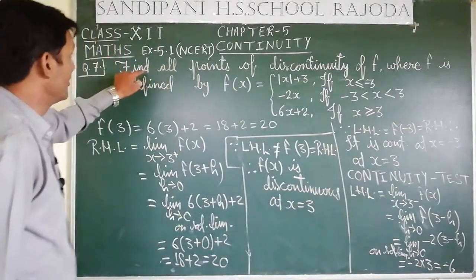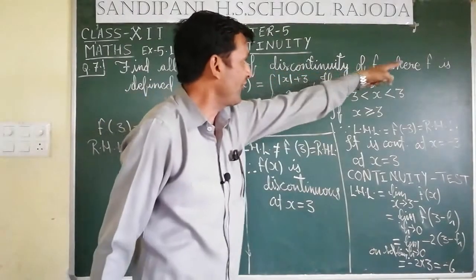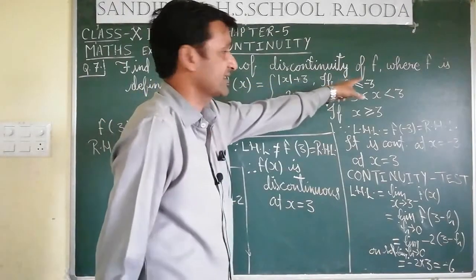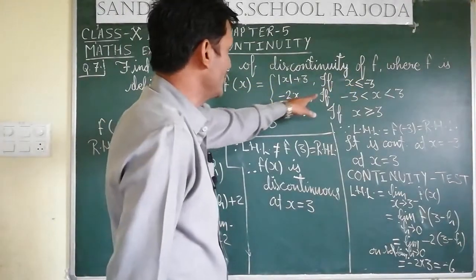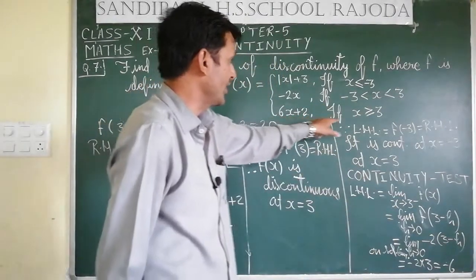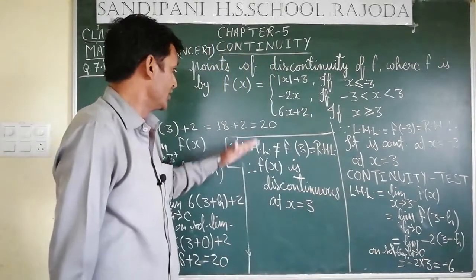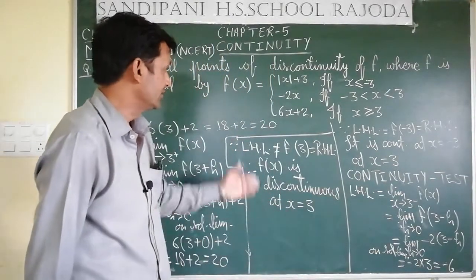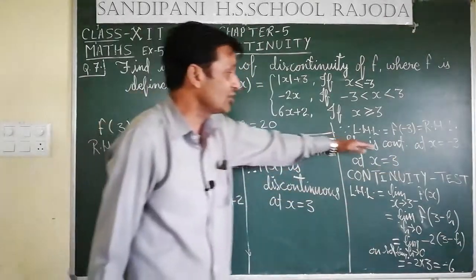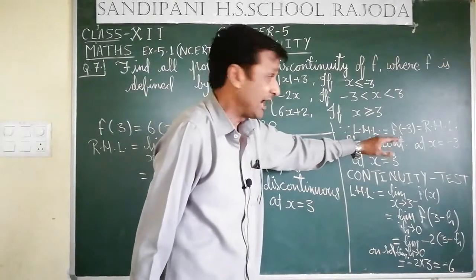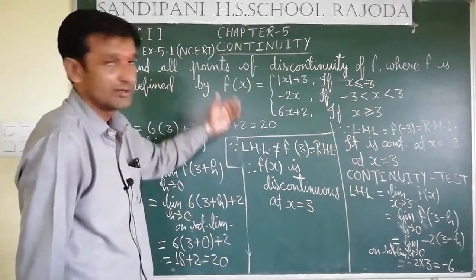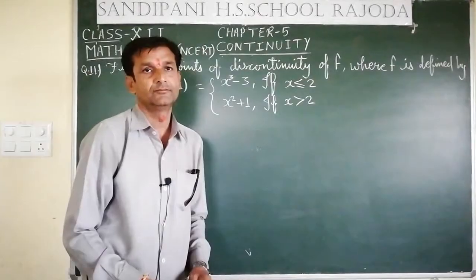See now our question: find all points of discontinuity of f, where f is defined by f of x is equal to mod of x plus 3 if x is less than or equal to minus 3, minus 2x if minus 3 is less than x is less than 3, and 6x plus 2 if x is greater than or equal to 3. So we can conclude here that minus 3 is not the point where it is discontinuous, at minus 3 it is continuous, but at 3 it is discontinuous. So this question is over.